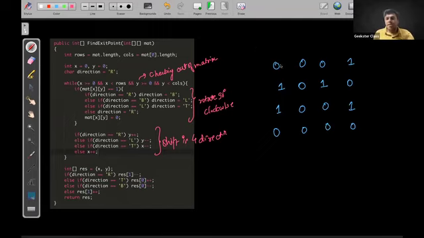सुन तो लो. What is the initial row? What is the initial column? What is the initial direction? What are the 3 initializations? The initial row is 0, the initial column is 0, and the initial direction is right. We are starting from top left, 0, 0.